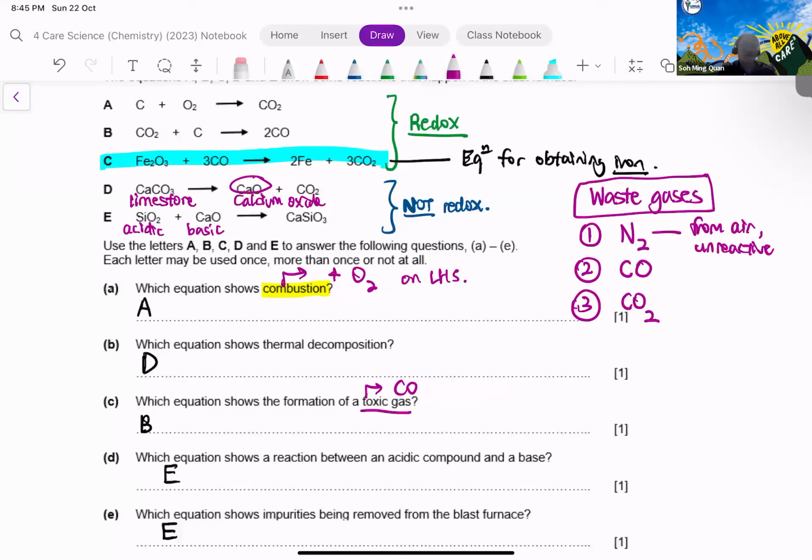Nitrogen is therefore present as a waste gas in the blast furnace. Moreover, nitrogen is unreactive due to the strong nitrogen-nitrogen triple bond. Therefore, nitrogen will not take part in any of the reactions in the blast furnace. So nitrogen will just enter and leave from the top of the blast furnace. Okay, so these are the 3 main waste gases in the blast furnace that you must be aware of.